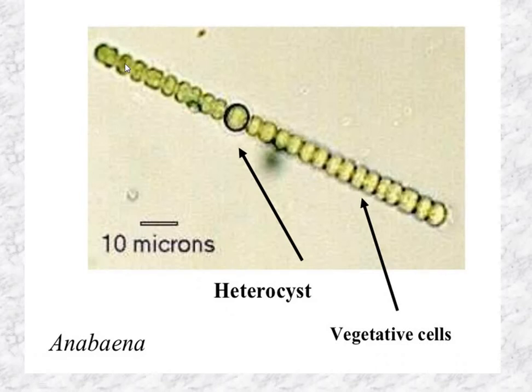This is another figure or a picture of a trichome or a filament. These green cells are the vegetative cells of the filament, but this is without any nucleus, and it is called a heterocyst.